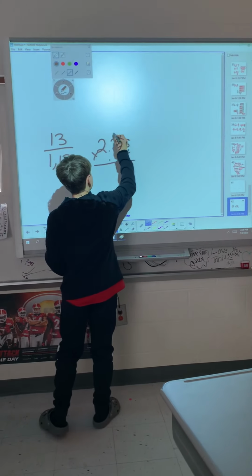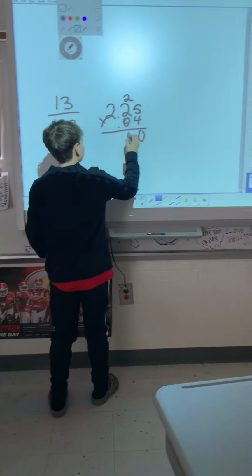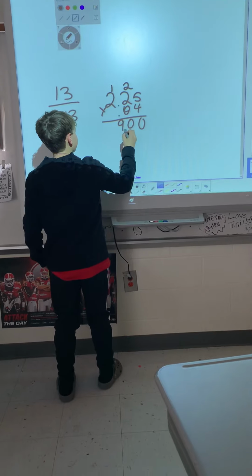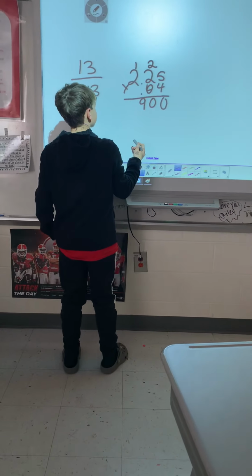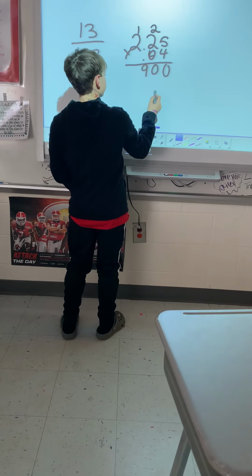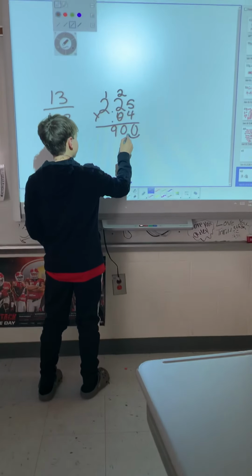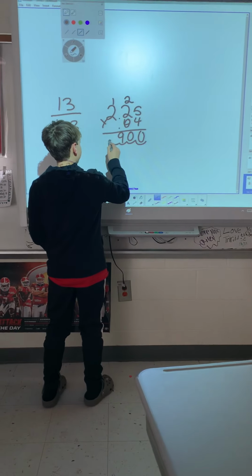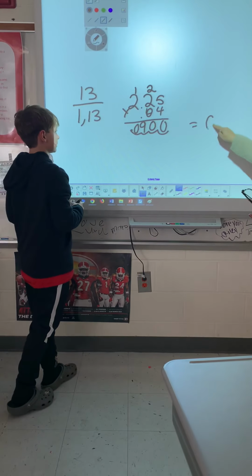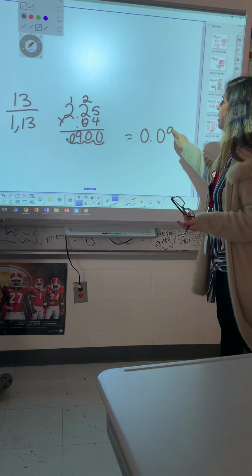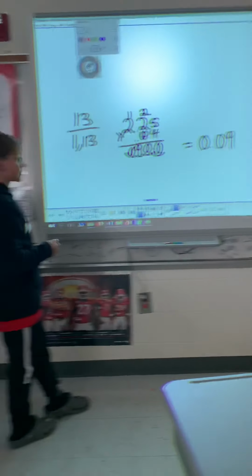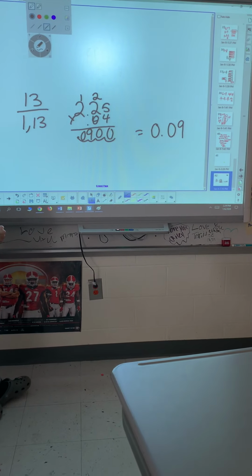5 times 4 is 20. 4 times 2 is 8 plus 2 is 10. Carry your 1. 4 times 2 is 8 plus 1 is 9. And there's no need to do the 0, because the 0 would make everything 0. But what he has to do now is put his decimal in the right place. So he has to go over 4 places, and since there's not a place there, he adds his decimal and a 0, and the answer is 9 hundredths. Got it? All right. Okay, next one.